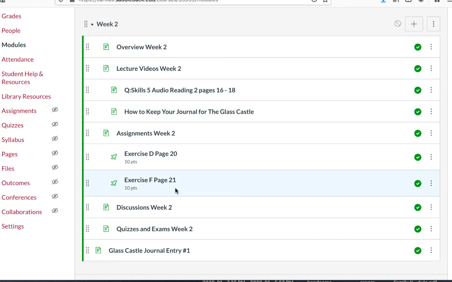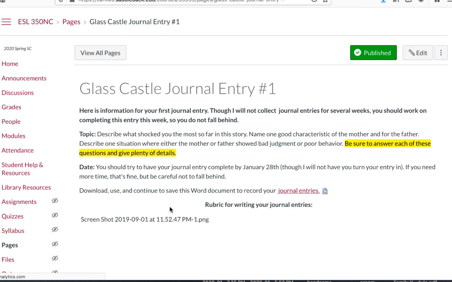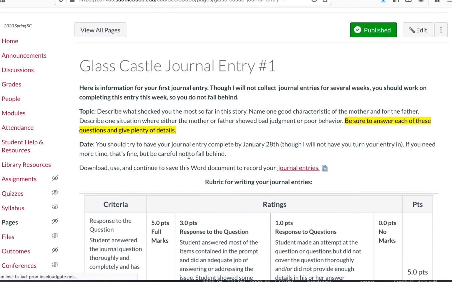As you see down here, journal entries are always going to be at the bottom of the page for the week, if I assign a journal entry for that week. You can see here we're at journal entry number 1. So you'll click to open that. And what will open is my instructions for that particular journal entry. You're always going to look for your topic. What is it that you're going to talk about for that week?